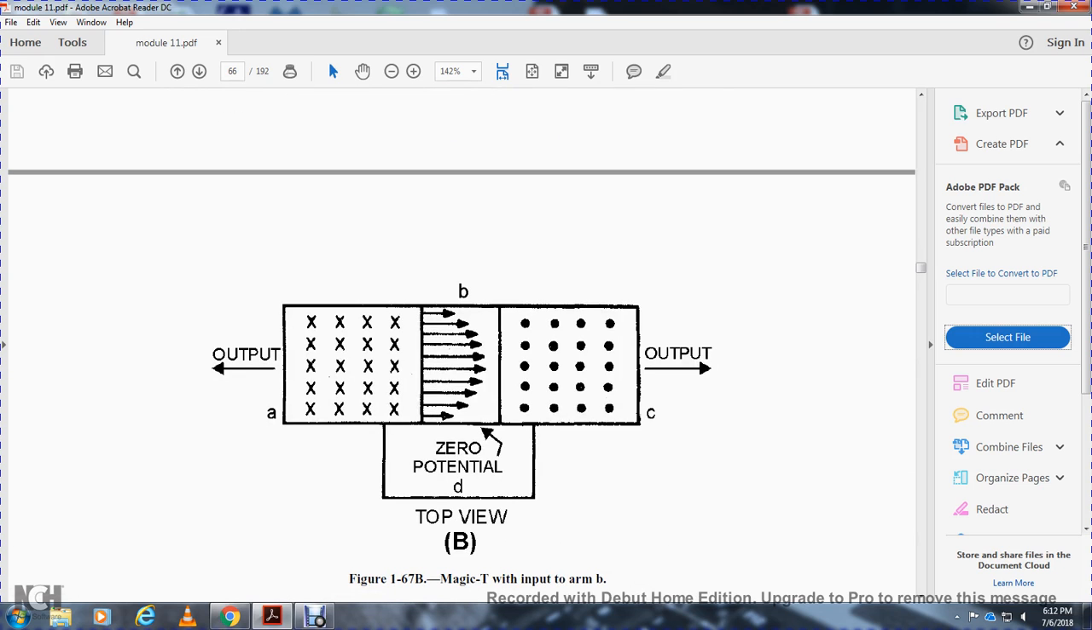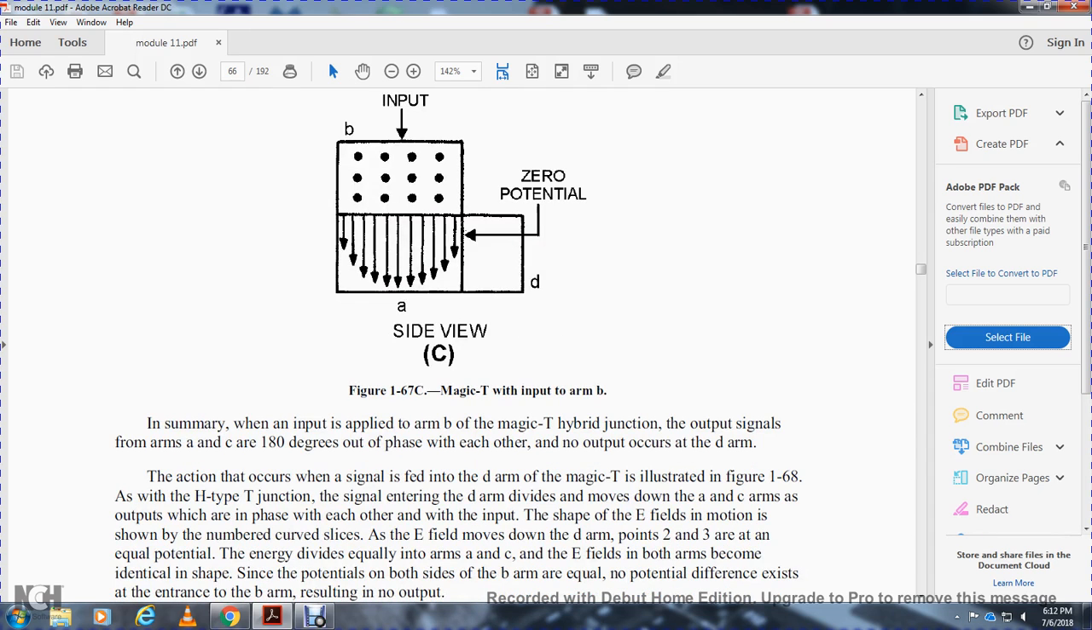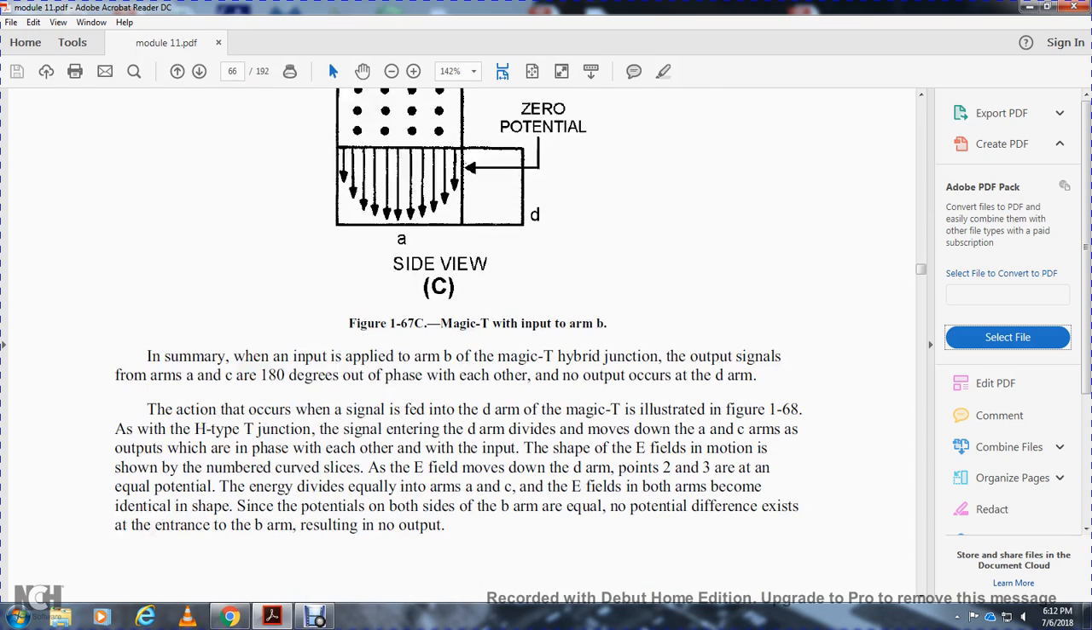Magic T input to arm B. The Magic T input to arm B, input and zero potential side view. In summary, when there is an input at the B arm of the Magic T junction, output signals form at A and C that are 180 degrees out of phase with each other, and no output occurs at the D arm.